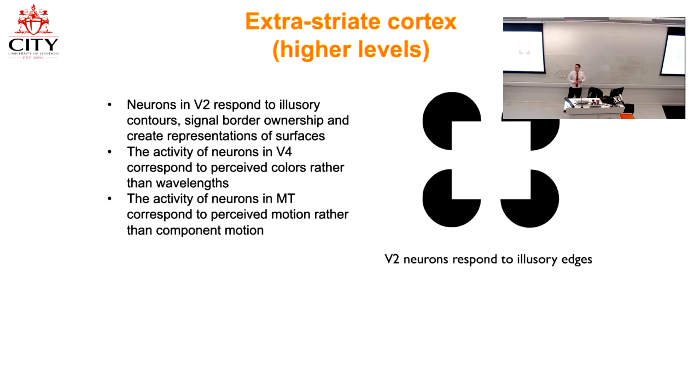And then in higher layers, so now we talked about V1, what happens in V1. Now we go higher, in V2, V4. In V2, we respond to illusory contours, like the rectangle you see on top of these circles. We get the signal border ownership and understand surfaces, create representations of them. In V4, we respond to perceived light, to perceived color, rather than the actual wavelengths. That is why in those images what you saw was not actually what was there. You perceive them, and it's different sometimes.